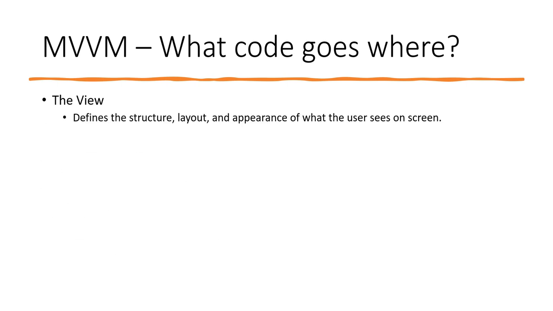So let's take them one at a time. I'm going to start with the view, okay? So what code goes where? What goes into the view? Well, as we know, this is our UI. That defines the structure, layout, appearance, etc. of what we see on the screen, right?